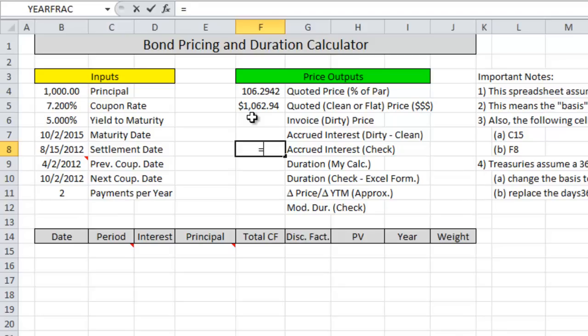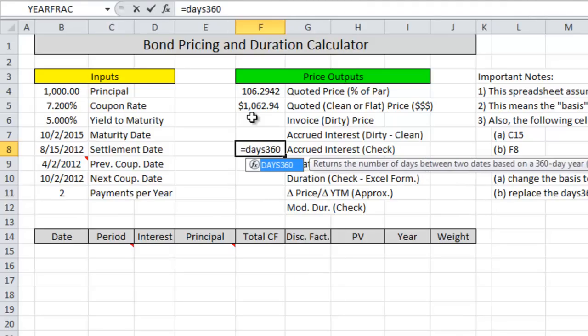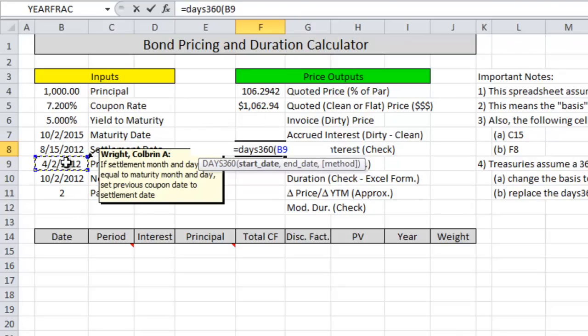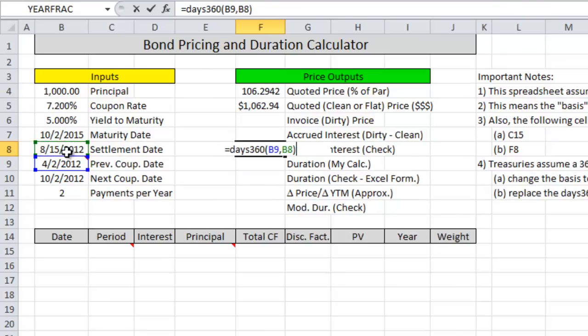So we need to figure out what percentage of the coupon period the person selling you the bond was holding the bond. In order to do that, I'm going to use the DAYS360 function. DAYS360 allows you to calculate how many days have elapsed between two dates, assuming there are 360 days in a year. Most corporate bonds make the assumption of 360 days in a year. That's why we're using this function. So I take DAYS360, go to the start date, which was the last coupon payment, and then go to the settlement date. That's going to tell me how many days have gone by. So 133 days have elapsed since the last coupon payment.